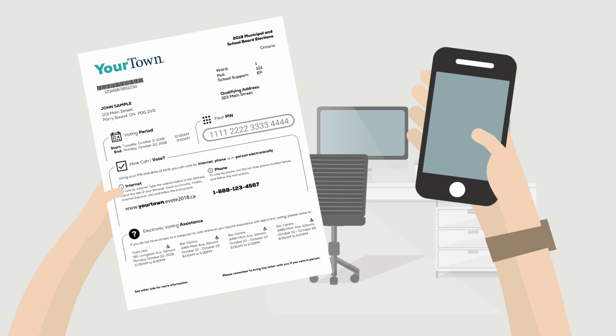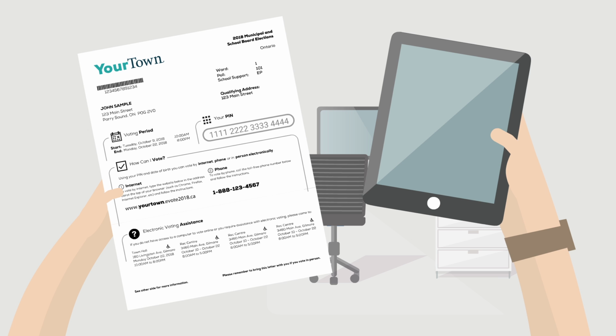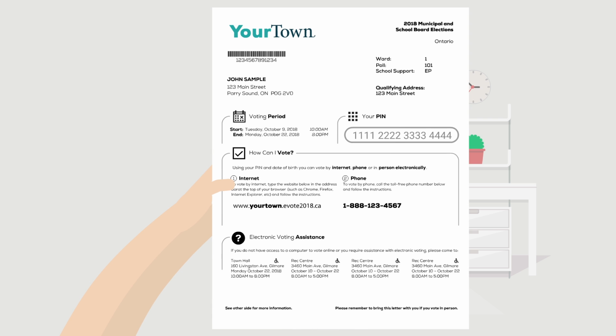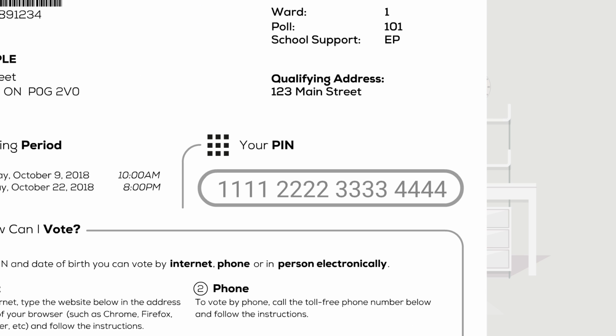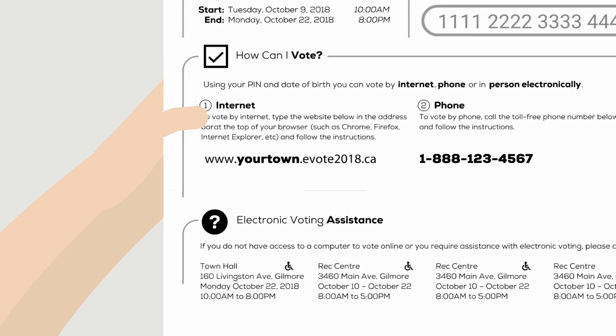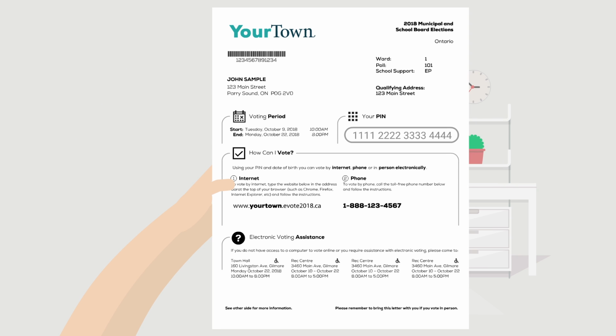For online voting, you will need your voter instruction letter and a supported device with an internet connection. In your voter instruction letter, you will find the information required to access the system. This includes your PIN, needed to identify yourself for voting, the web address to access the voting portal, and other important information related to the election. Please take some time to read it.